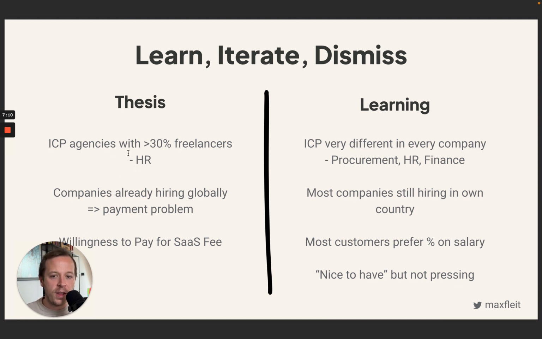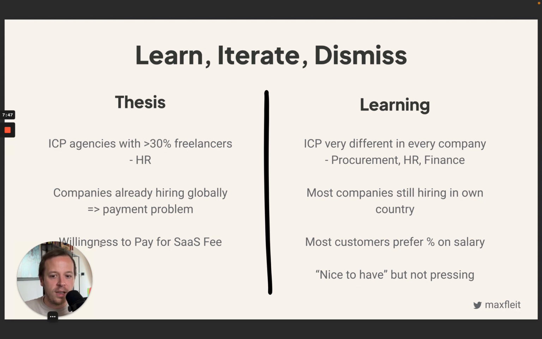And at the beginning, we had a thesis that we were working with an ICP, our ideal customer, being agencies with over 30% freelancers, and we were selling to the HR department. In reality, it was very different because in some companies it was procurement, in some HR, in some finance, and that really helped to refine the ICP. Also, we thought companies were already hiring globally and paying their freelancers would be a problem for them. To be honest, most companies were still hiring in their own country or, for example, in the European Union. So it was really easy to pay and payment wasn't a struggle at all.